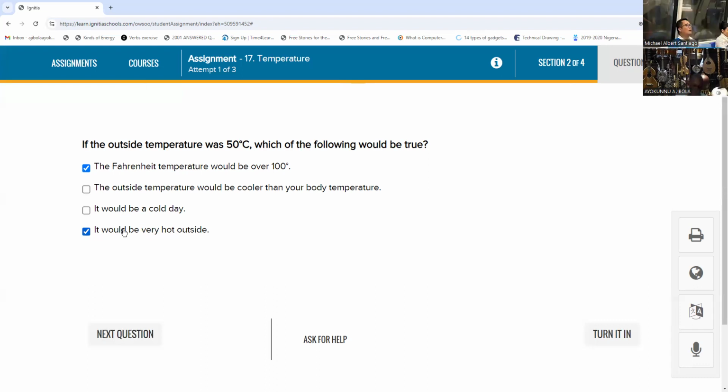Because water boils at 100, so 50 degrees, and the hot soup is around what temperature? Well, it depends on how hot it is, okay? So let us say it will be very hot, okay?